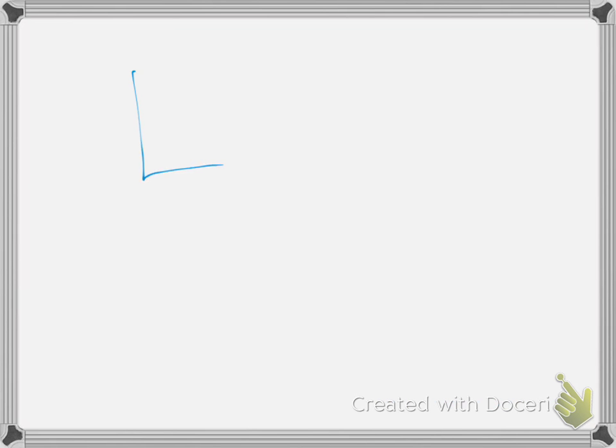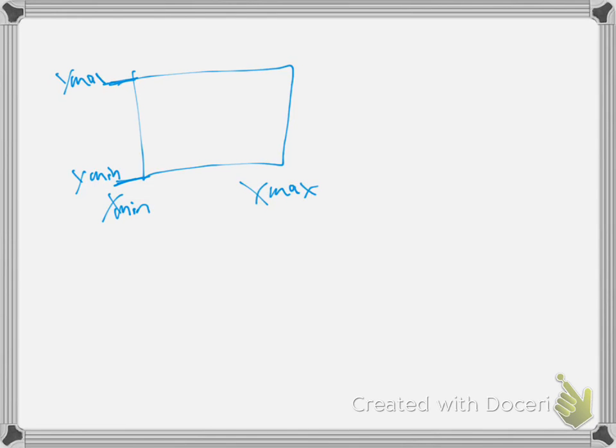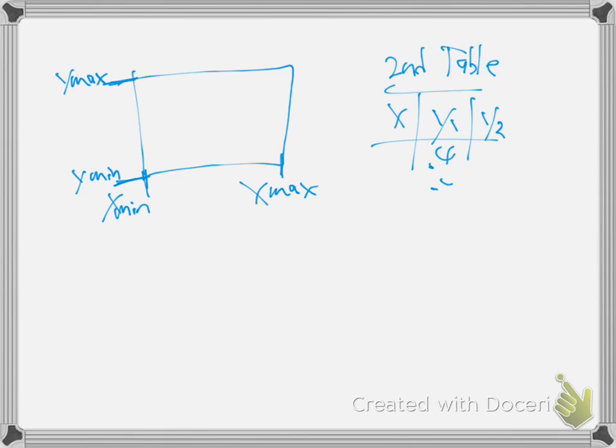So when you set up your viewing window, X min is the left side, X max is the right, Y min is the bottom, and Y max is the top. You're basically saying how far left and right, how far up and down for my viewing window. Well, we just saw when I did second table, we just saw X and then Y1 and Y2. All the Y1s were 0.4. And the Y2s were around 0.9 or 1.0, weren't they? So that means I should be looking for y values that are around 1, between 0 and 1.